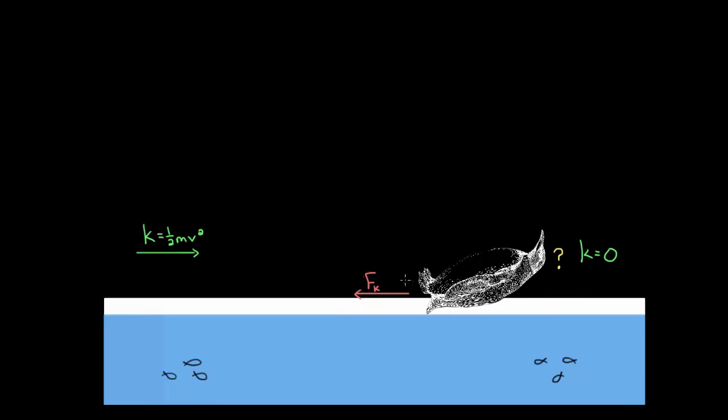But we're talking about conservation of energy here, so how can we put this idea in terms of energy? Well, the way we do it is we just say that this force of friction is doing negative work on the penguin. And we know the work is negative because the force of friction is directed in the opposite direction to the penguin's motion.